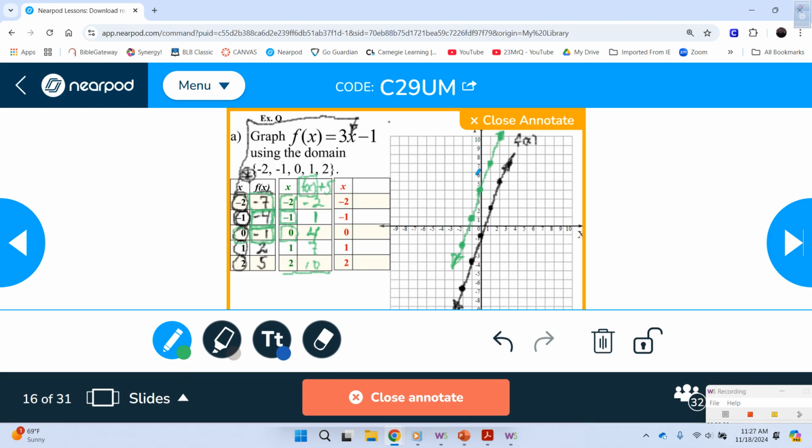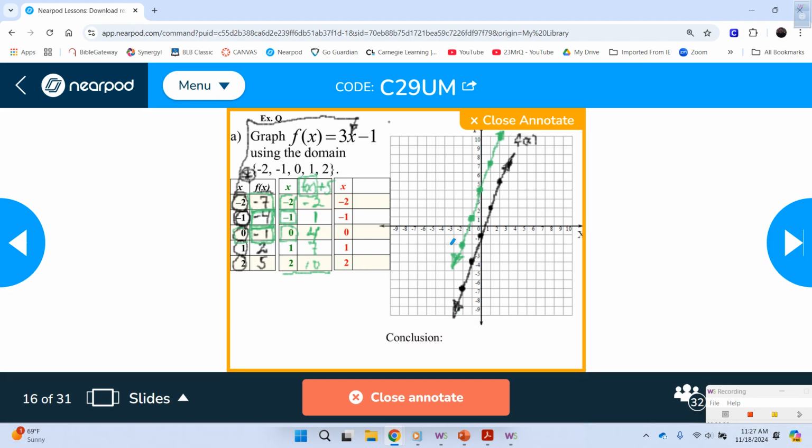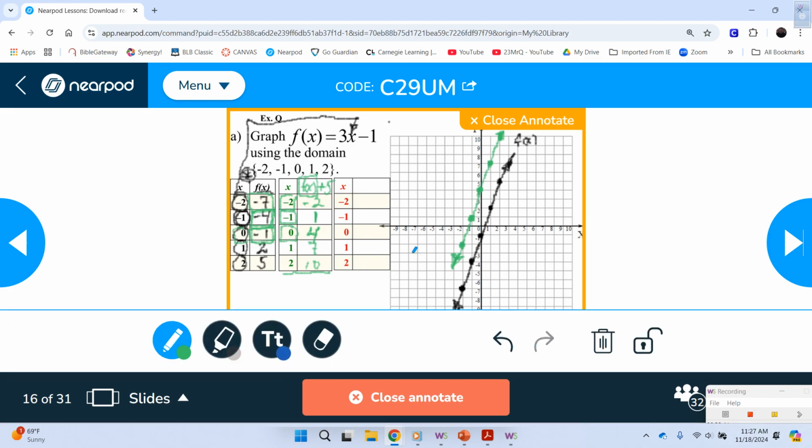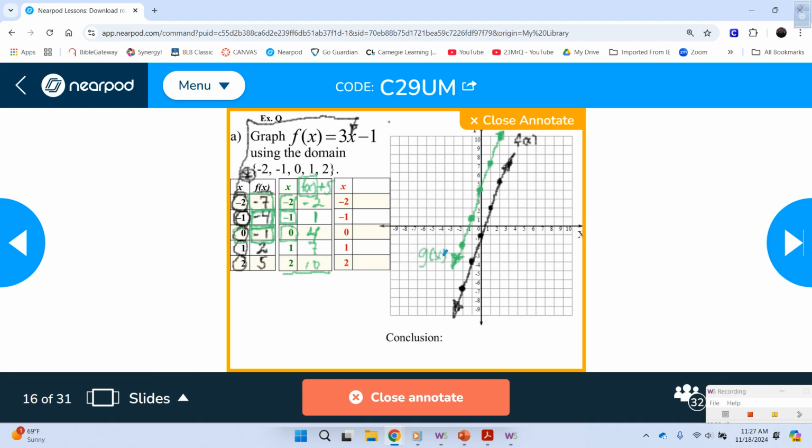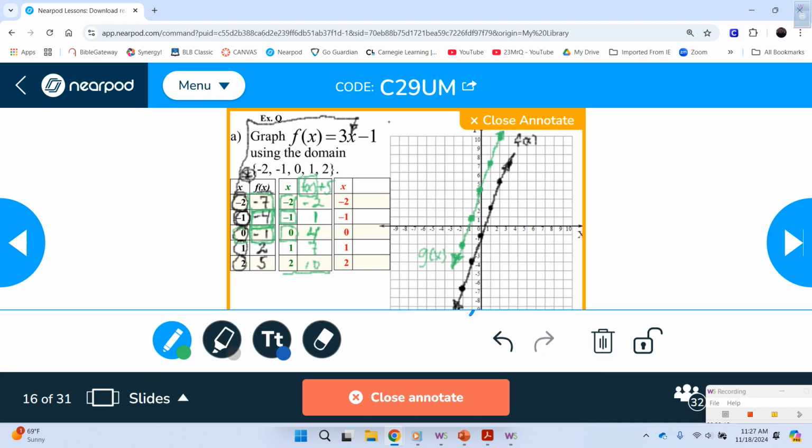Now this one cannot be labeled f of x because now we did a transformation, right? Remind your neighbor what we're going to label this one. What do we label that one? Yeah, g of x. G of x. That's our new transformed function. So, are we there so far?